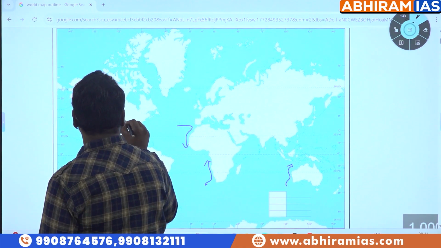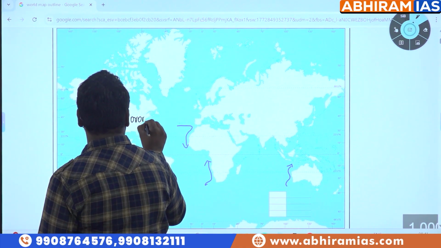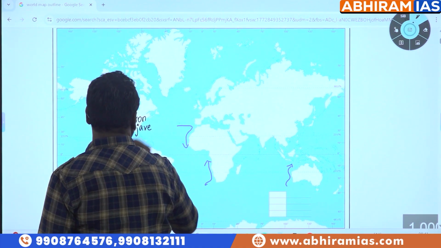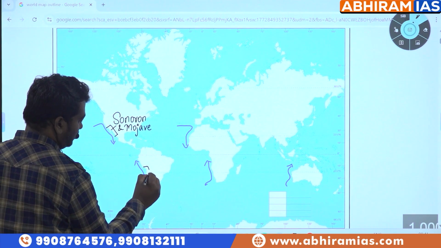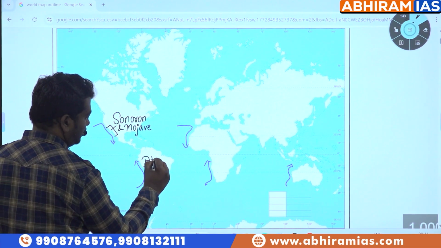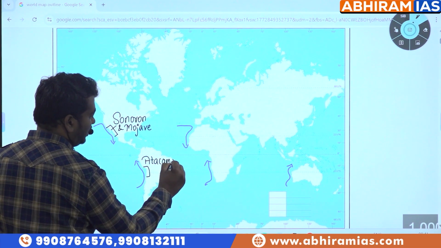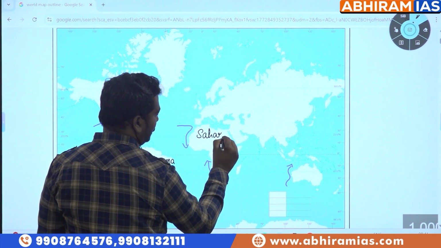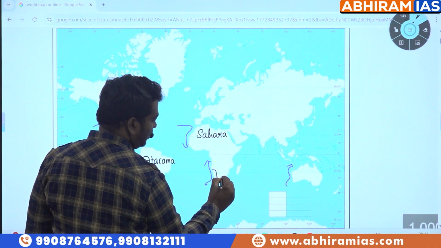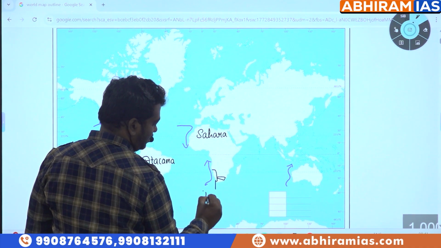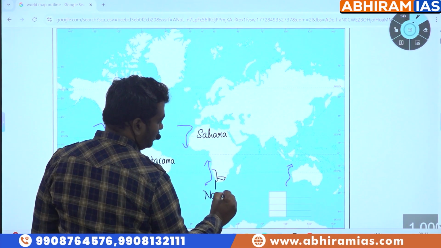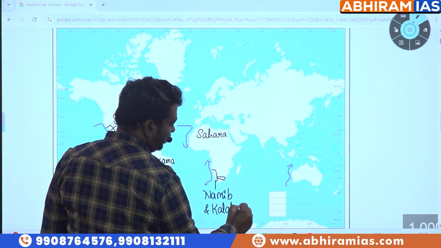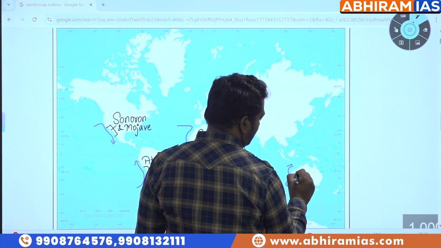What will you have on the western side? Deserts. Sonoran and Mojave. Atacama. What is this? Sahara. Can you tell here? Yes. Namib and Kalahari. Great.